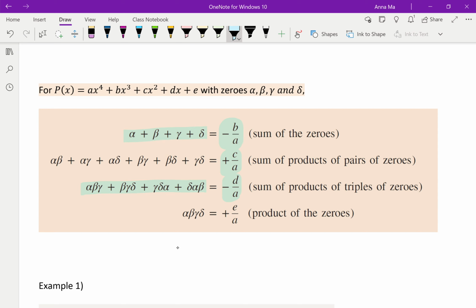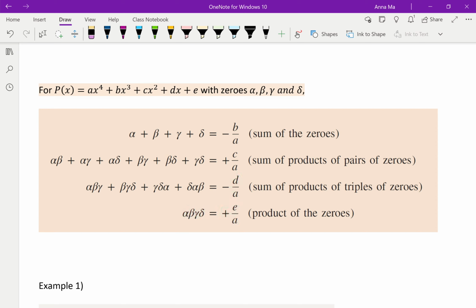And then the last one is meant to be the sum of zeros in 4, but there's only one combination. So it's a product of zeros, which is equal to positive E on A, where E is the constant in this case. So there's definitely a pattern that you can see. And if you know that pattern, it's going to be easier to memorize the identities.